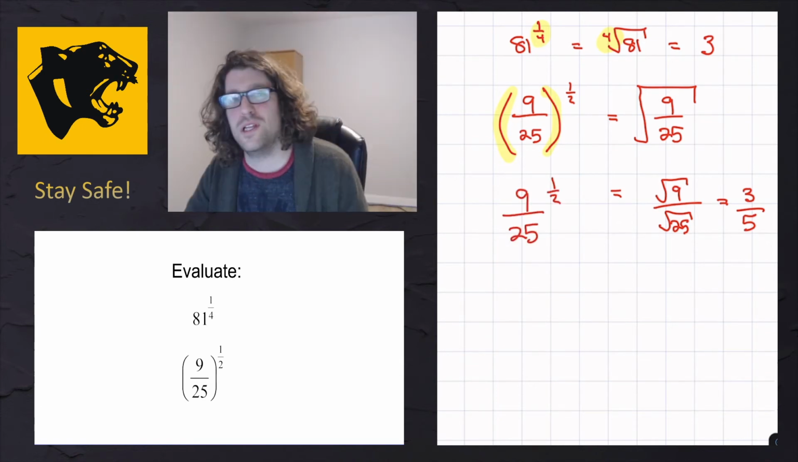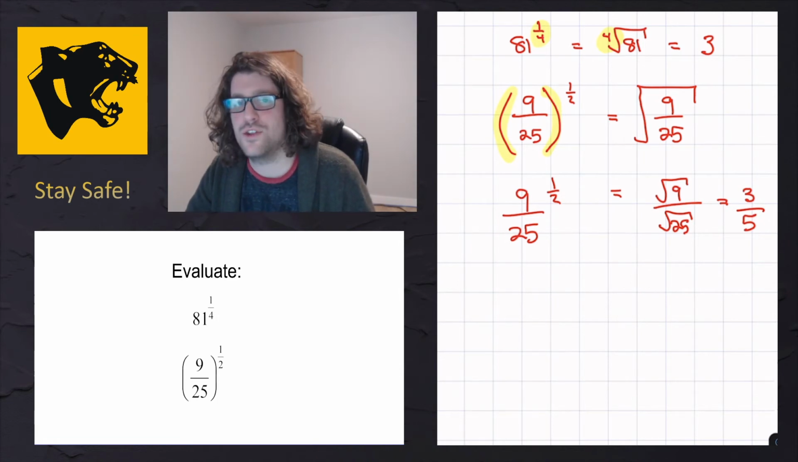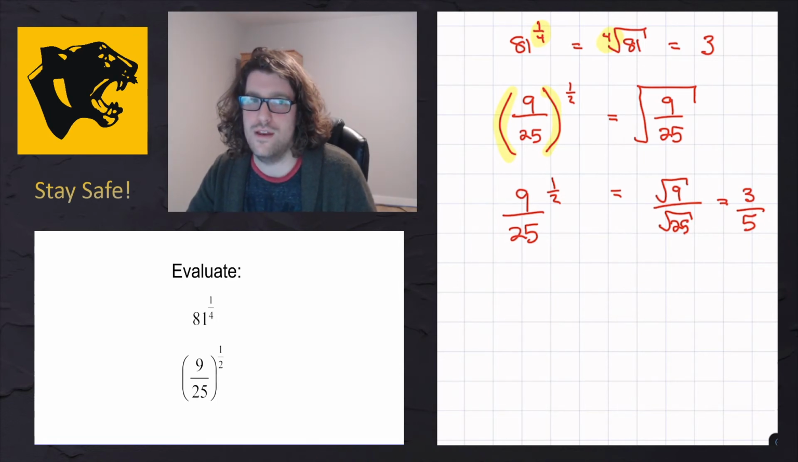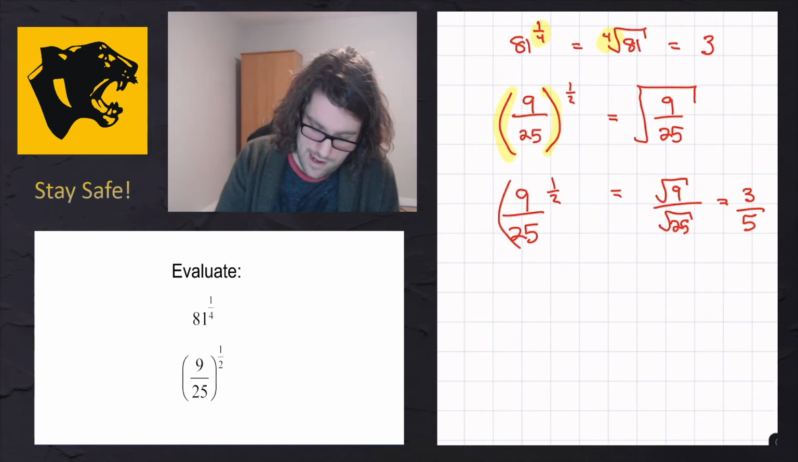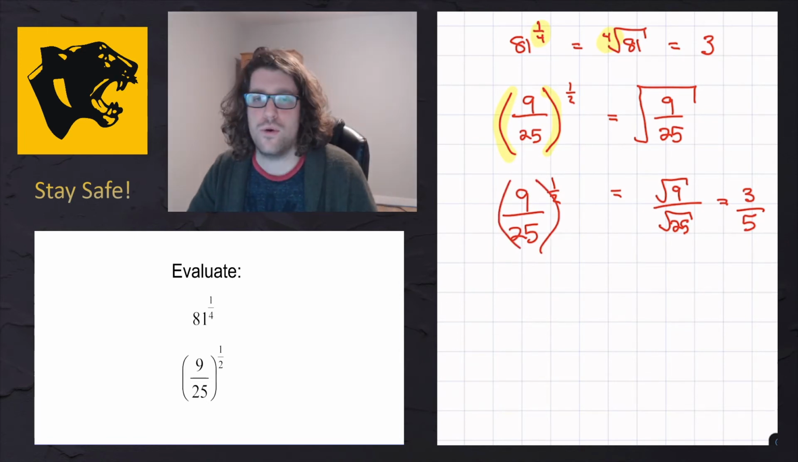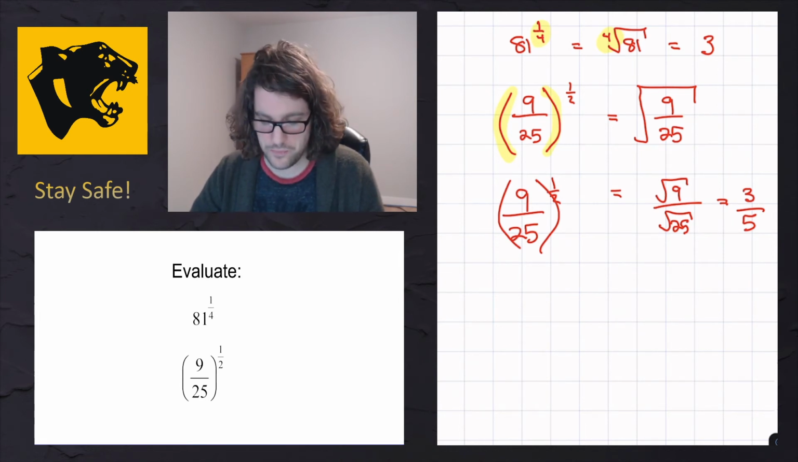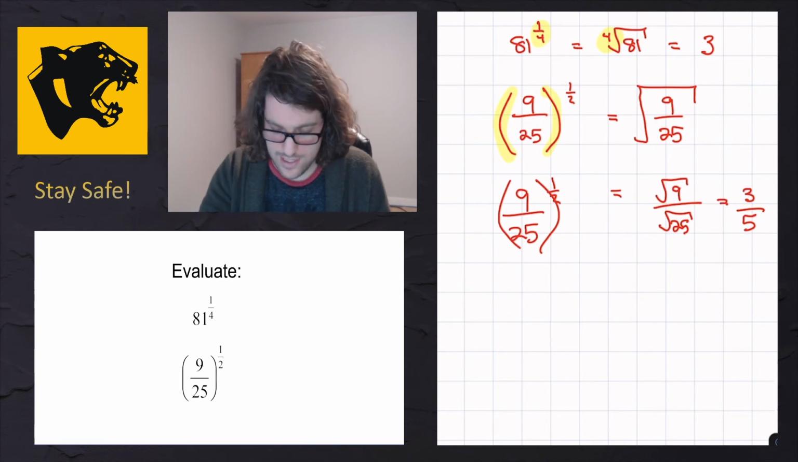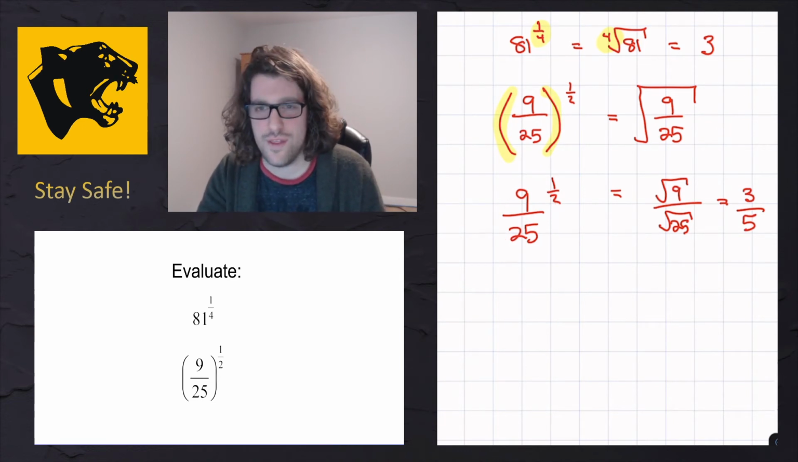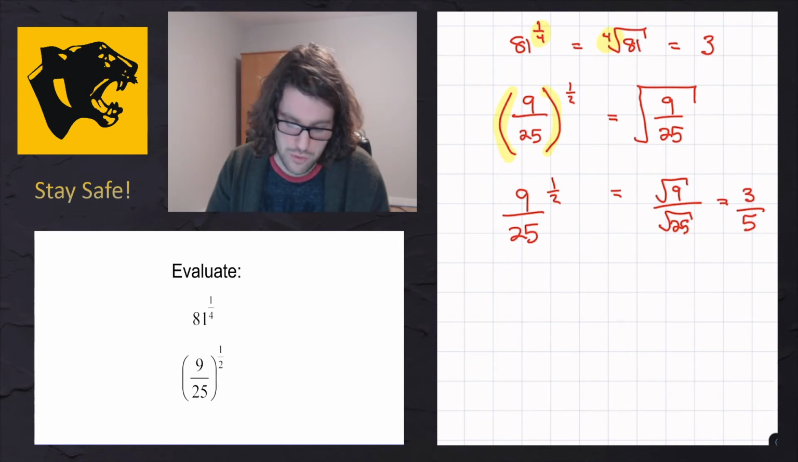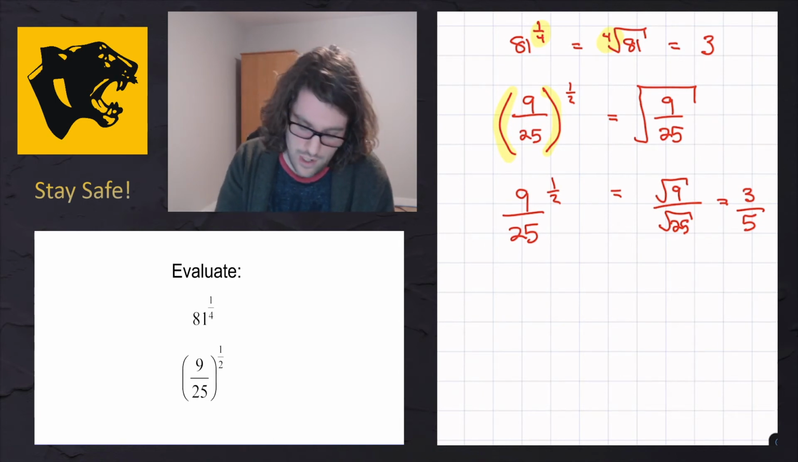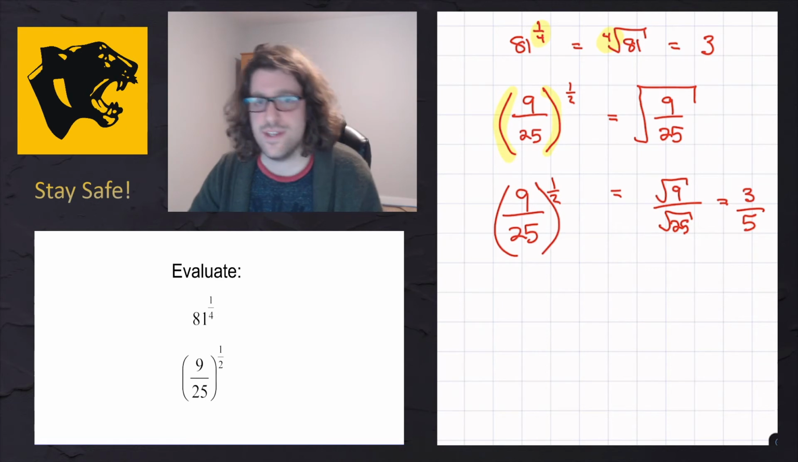I would probably assume that was just 9 to the 1/2 and then 25, just normal plain 25. If I write the bracket there, the exponent always applies directly to whatever it's written next to. Without the bracket, you can't really tell that the exponent is on the fraction 9 over 25. You would probably have to assume that it's on just the 9. But in this case, the 1/2 is on the bracket.